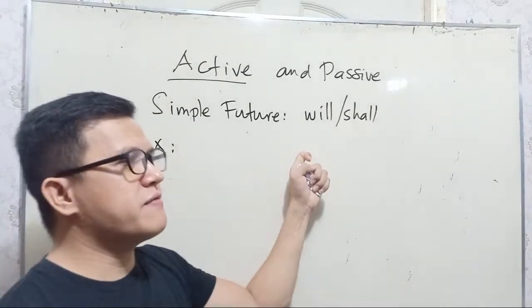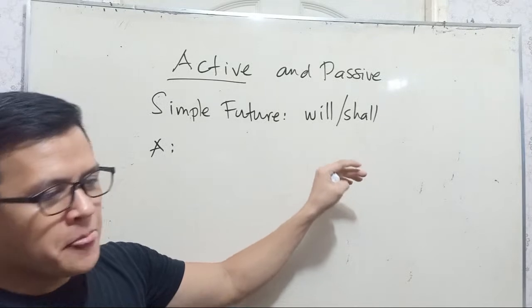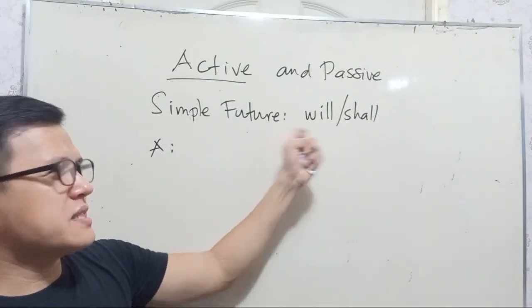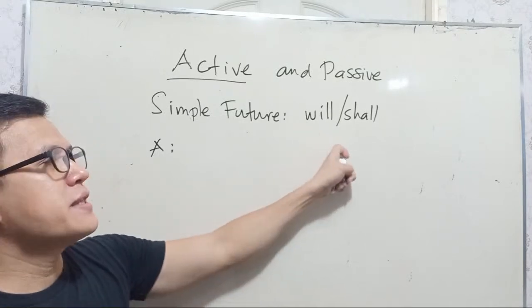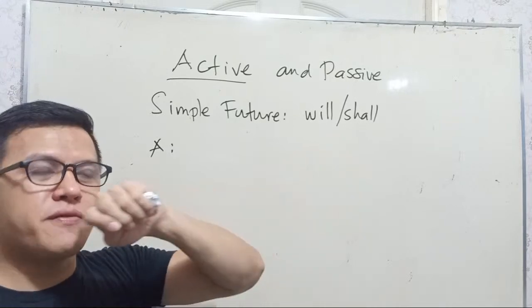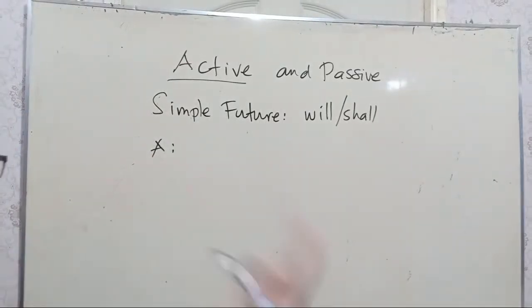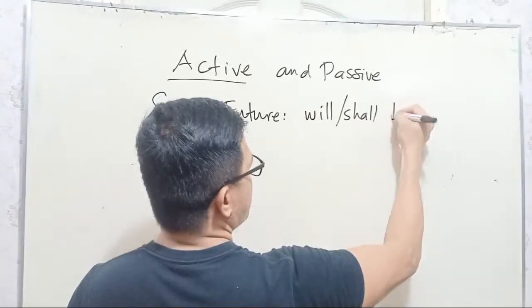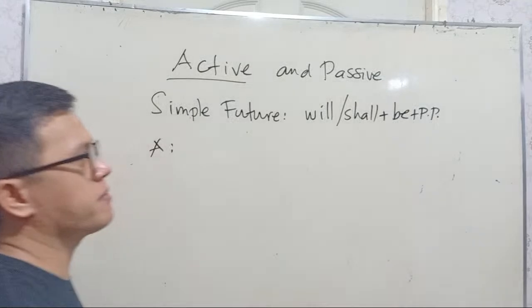We also have, as I've discussed before on my Facebook page, Teacher Seppi, this future form whose structure is present continuous. Like, shall we say, Teacher Seppi is teaching us on Saturday. So that also means future. I'll just discuss that one again in my next videos. So will or shall plus be plus pp, or past participle of the verb.